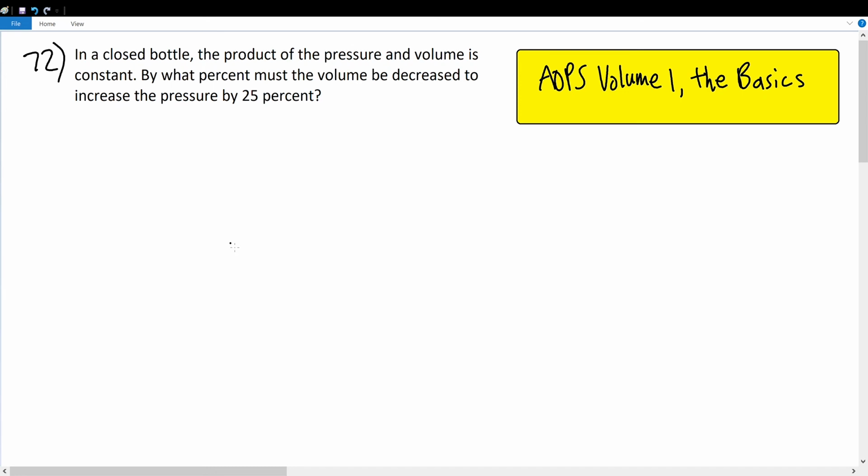AOPS, volume 1, the basics, number 72. In a closed bottle, the product of pressure and volume is constant. By what percent must the volume be decreased to increase the pressure by 25%? So, as always, utilize the information that we're given.